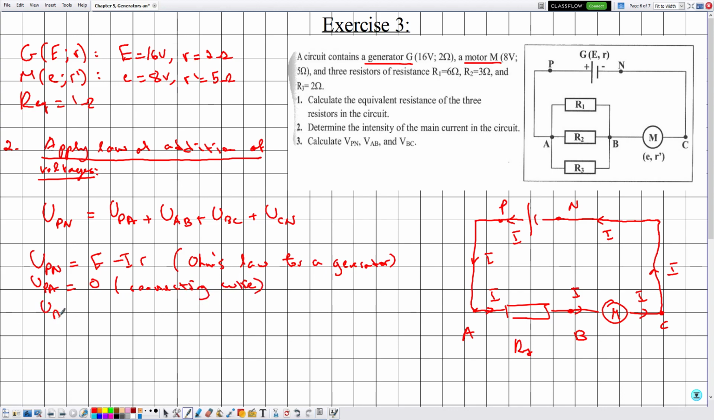As for UAB, across A and B we have R equivalent, so this is a pure resistor which is given by R equivalent. So I would rather always write the resistance than the current. R equivalent, but it's the same. So Ohm's law for a pure resistor.